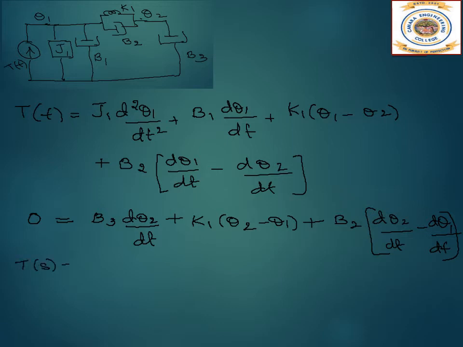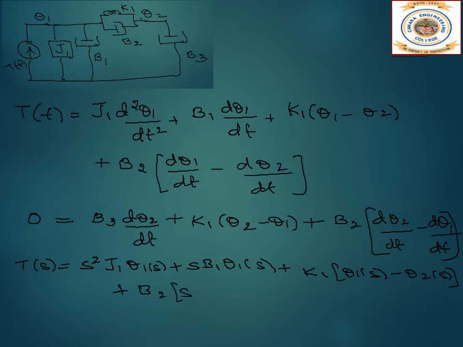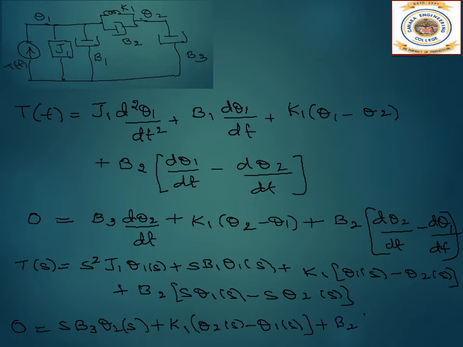So T of s equal to s square J1 theta 1 of s plus s into B1 theta 1 of s plus K1 into theta 1 of s minus theta 2 of s plus B2 into s into theta 1 of s minus s into theta 2 of s. This is for equation 1. Equation 2, 0 equal to s into B3 into theta 2 of s plus K1 into theta 2 of s minus theta 1 of s plus B2 into s into theta 2 of s minus s into theta 1 of s. So these are the two equations after applying Laplace.